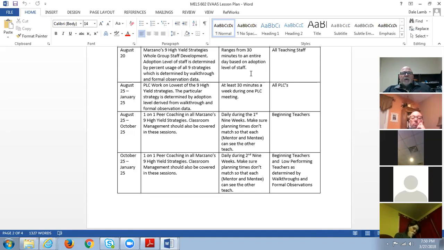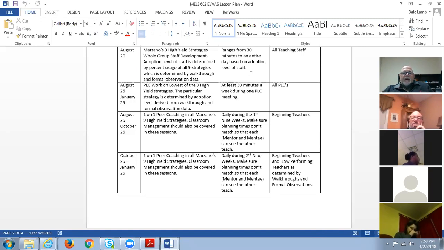And then I would start my PLC work immediately with the lowest of the specific 9 high yield strategies. Usually it's non-linguistic representation that nobody's using. I'd put that one in every PLC on a weekly or every other week basis. You've got to come in and work on non-linguistic representation. And then for my beginning teachers, I'd start them with one-on-one mentors that are working with them on the 9 high yield strategies.